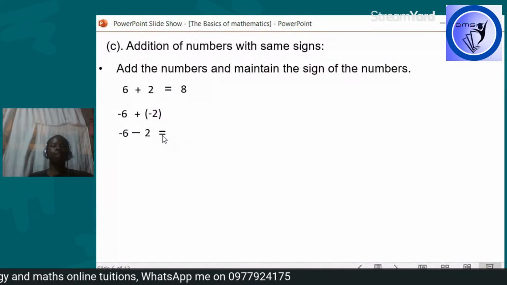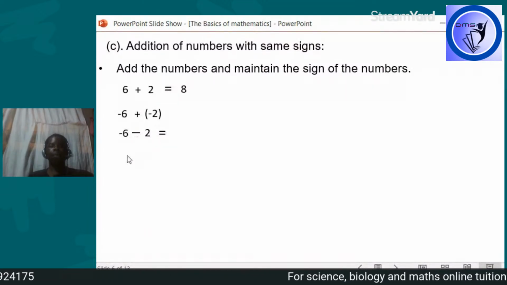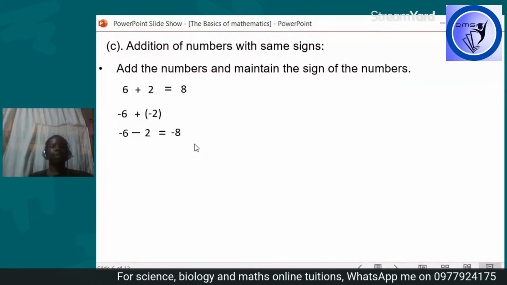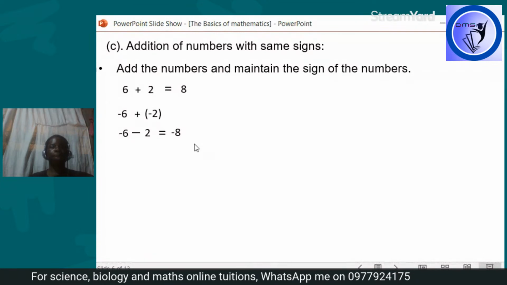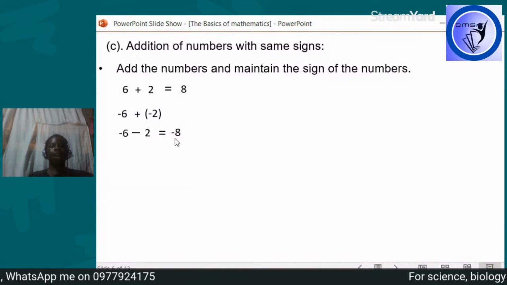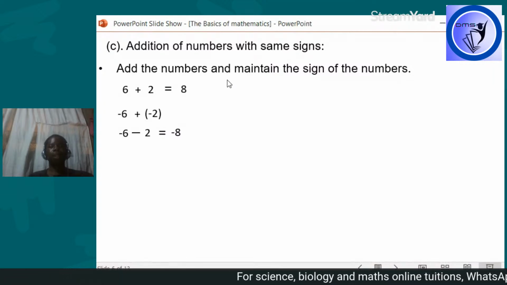And then what sign do these numbers have? They have a negative sign. So you give that -8. Definitely this is why we get -8. People get surprised: -6 minus -2, why are we getting -8? Because of this condition: add the numbers and maintain the sign of the numbers.